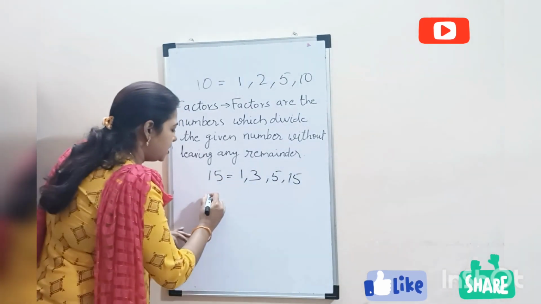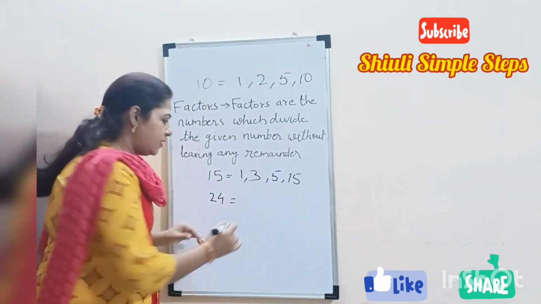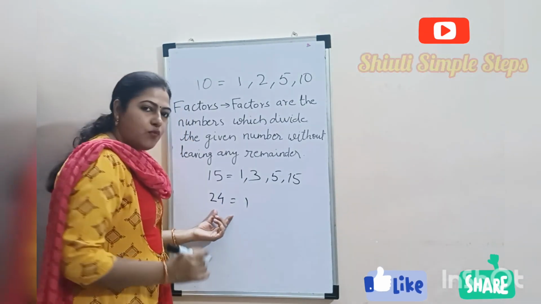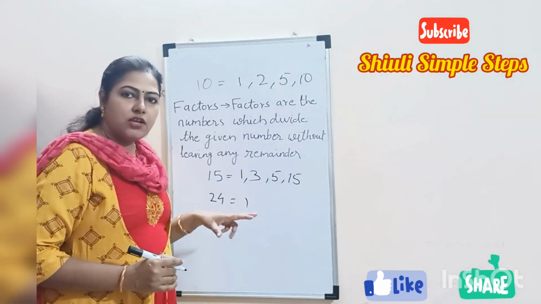Suppose we take an example of 24. Then for 24 we will start from 1. 1 is, you can see, a factor of every number.